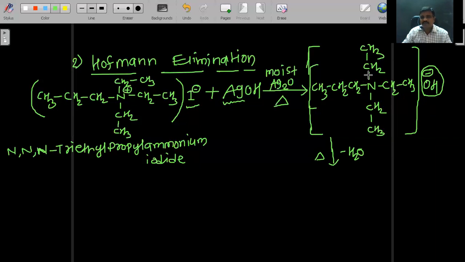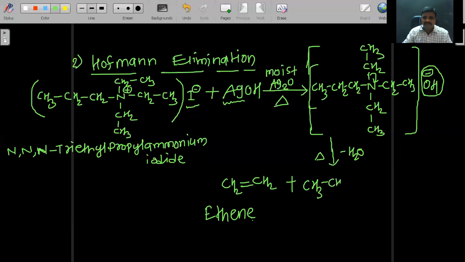This bond is ruptured and electrons are given to nitrogen, and this CH2 is released from this molecule. So CH2 bond CH2, here valency of carbon is 3, so a double bond is formed between these carbons. The name of the product is ethene. So ethene is eliminated, and the rest of the molecule remains as it is.